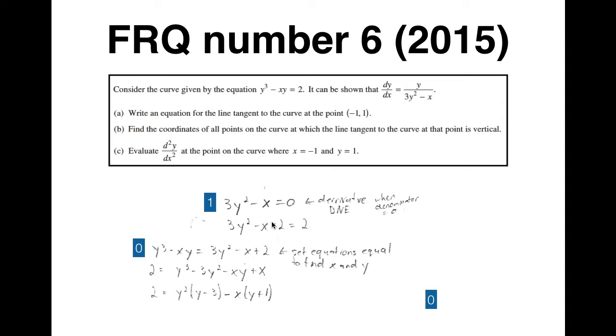The student adds 2 on both sides of the equation. So 3y squared minus x plus 2 equals 2. Why does the student do that? The intention here is to have this equation match with our original curve. So the intention was good. And now since this is equal to 2 and this is equal to 2, we can say that this expression here is equal to that expression here, right? That's perfect mathematically.